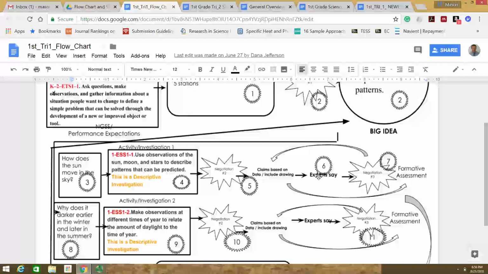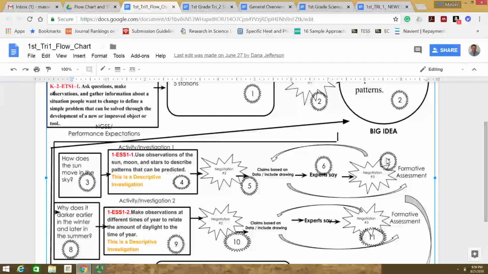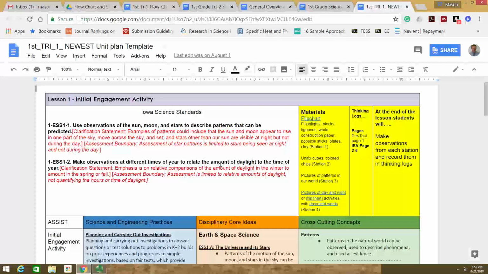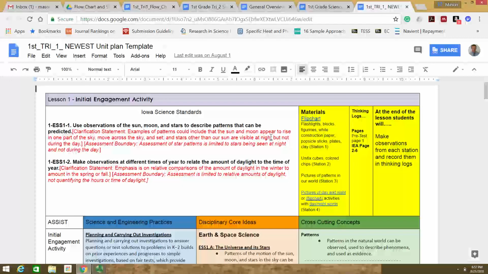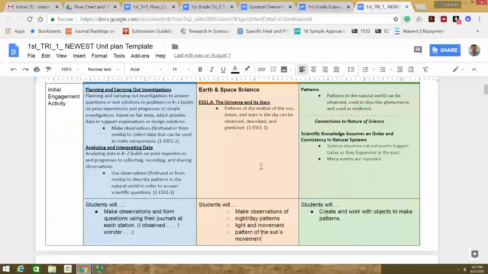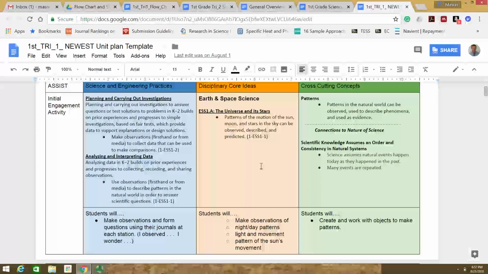Also down here, we really wanted to help teachers understand the different dimensions of the Next Generation Science Standards, specifically the three-dimensional learning. So we have the actual science and engineering practices, disciplinary core ideas, and cross-cutting concepts that you will be teaching in the lesson, but we wanted to let you know what that meant for the students and for you as a teacher to prepare. So we created this little extra box below, and it says students will, so they're going to do this science and engineering practice, planning and carrying out investigations and analyze and interpret data, but the students will actually make observations and form questions using their journals at each station. So I observed this, I wonder this. And then the same thing here for the disciplinary core ideas, the students are going to do this. And the cross-cutting concept is patterns, that means the students are going to do this.